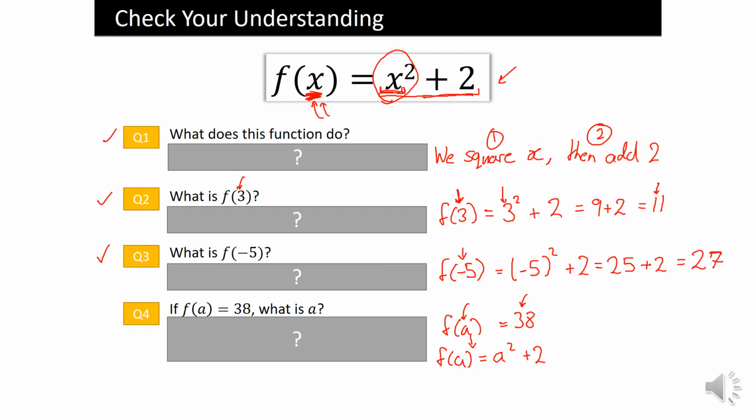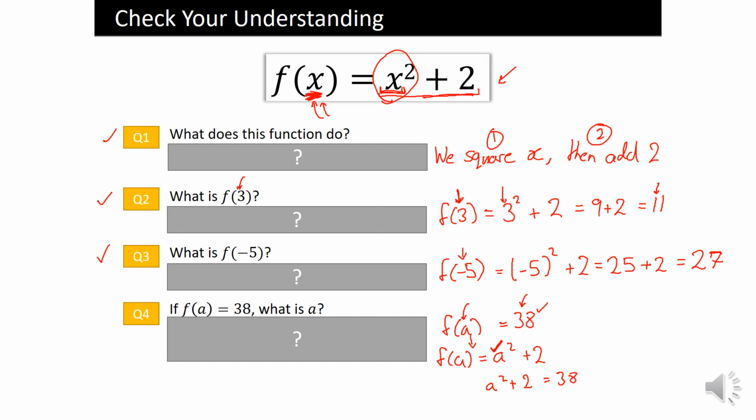So we know that f of a is 38. So we know that a squared plus 2 equals 38, because we've got f of a here. So we know that a squared plus 2 is equal to f of a. We know from the question that 38 is equal to it. So we can say a squared plus 2 equals 38.